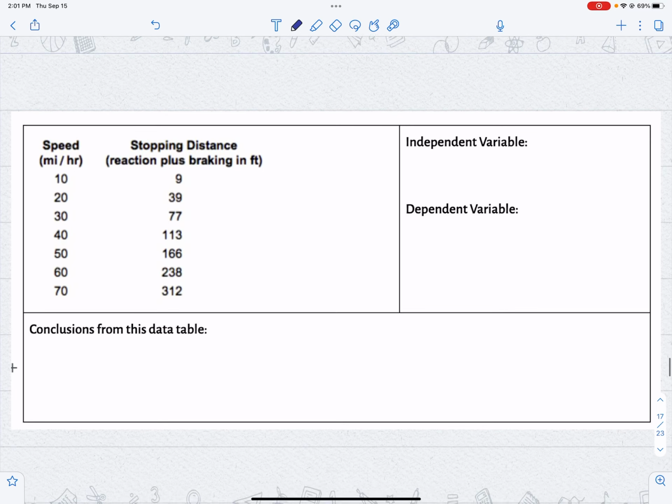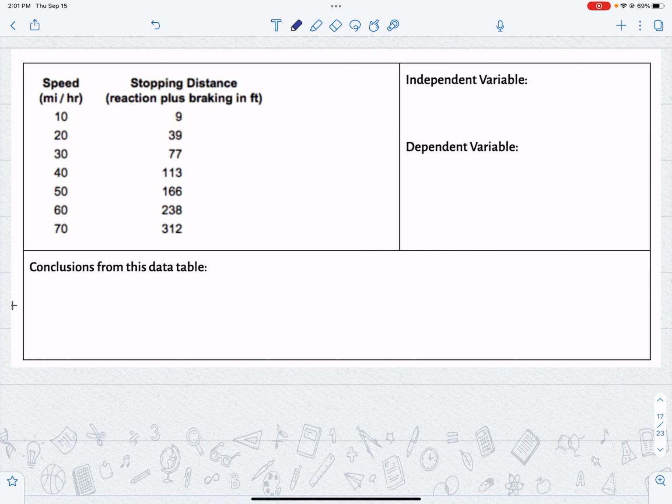You have another data table on your handout. And from just looking at this data table, take a moment, you can pause the video and see if you can figure out what the independent variable and the dependent variable is, and then what conclusions you can make from this data table.